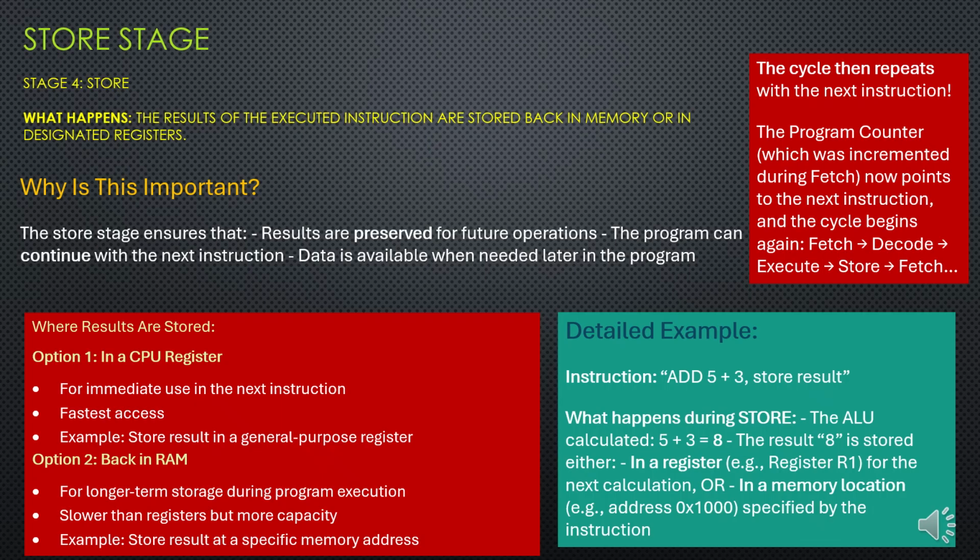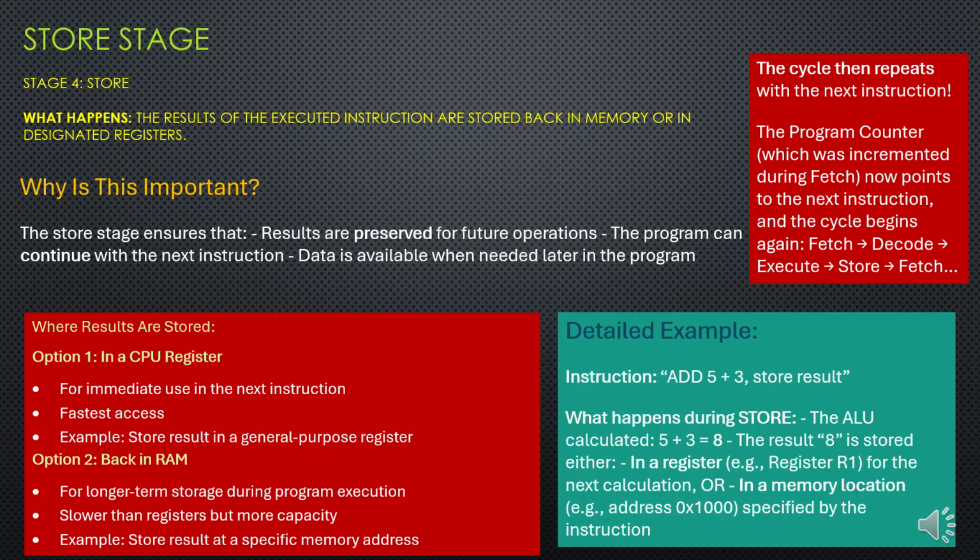In the store stage, the result of the execution, our number 8 from the addition example, is written back into memory or a specific register. This is a critical step because it ensures that the results are preserved. The program has the data available for the very next calculation it needs to perform.